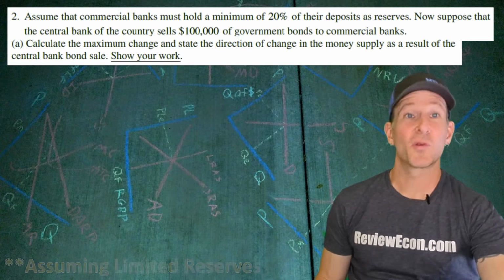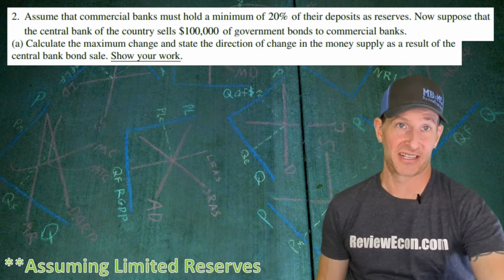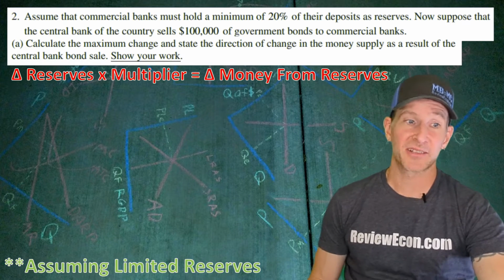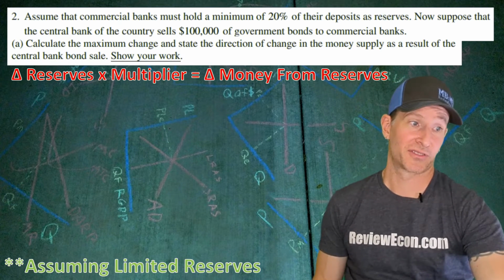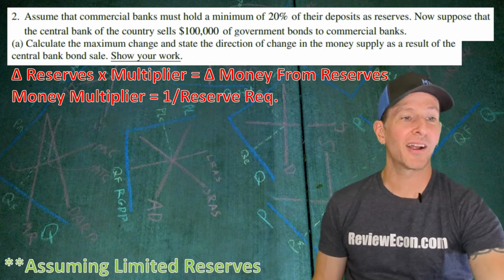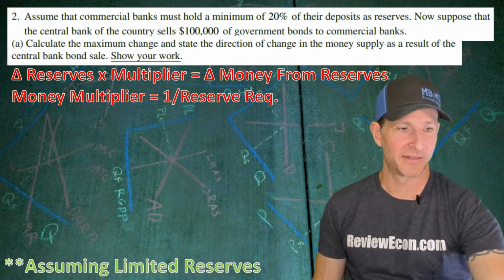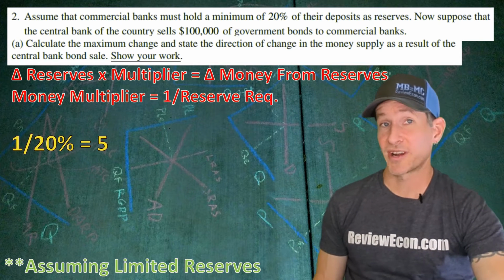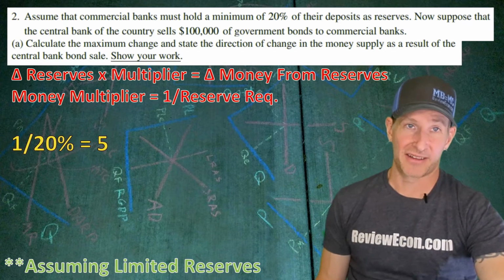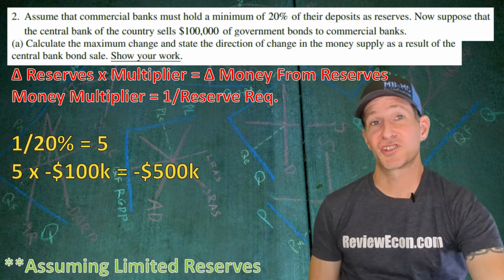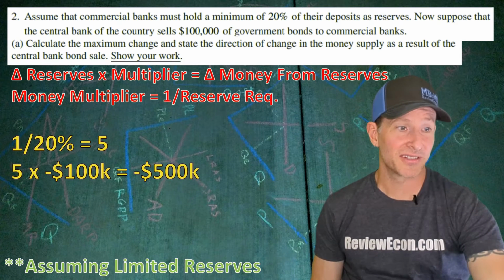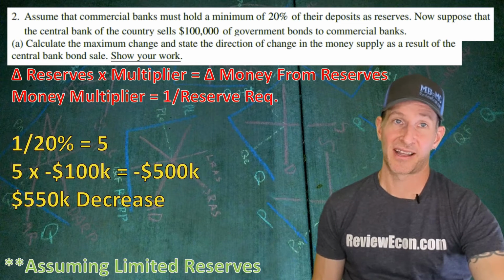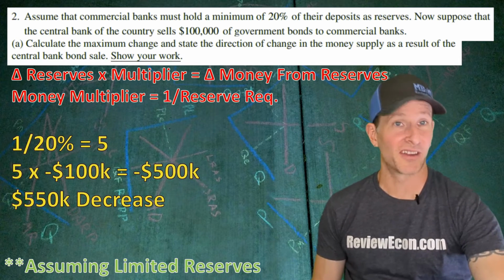And as I just mentioned, we are assuming limited reserves here. The change in reserves times the money multiplier will equal the change in the money supply from the change in reserves. And we also need to know that the money multiplier is 1 divided by the reserve requirement. Now we can start showing our work. The money multiplier is 1 divided by the 20% reserve requirement, which is 5. Take that 5 multiplier times the change in reserves of $100,000, and that equals a $500,000 decrease in the money supply as a result of this sale of government bonds.